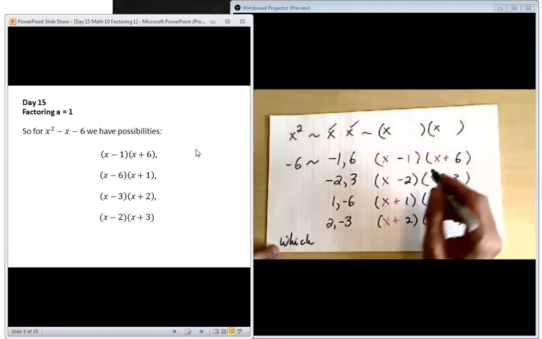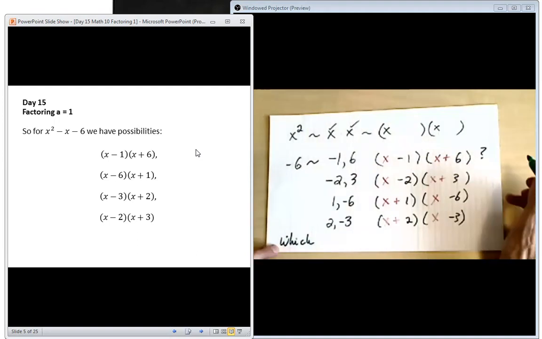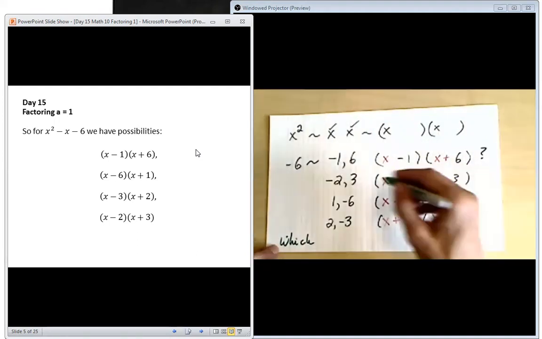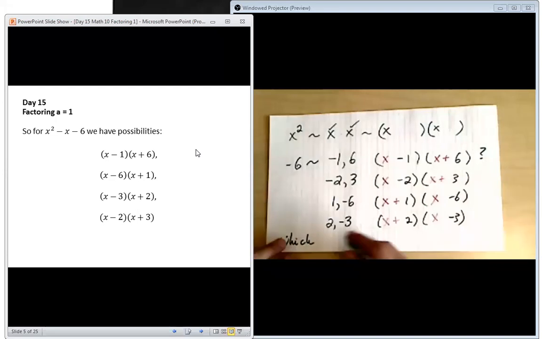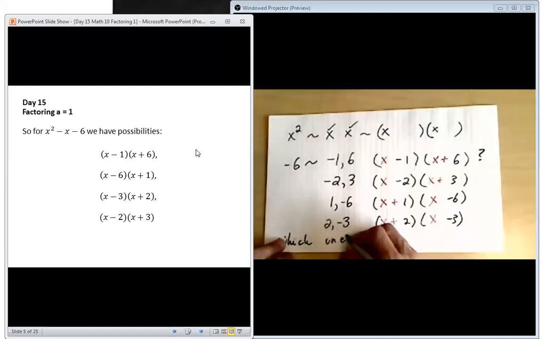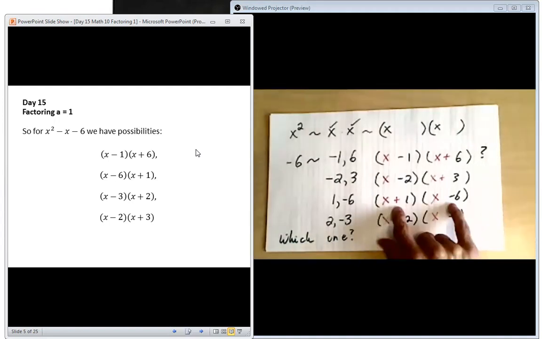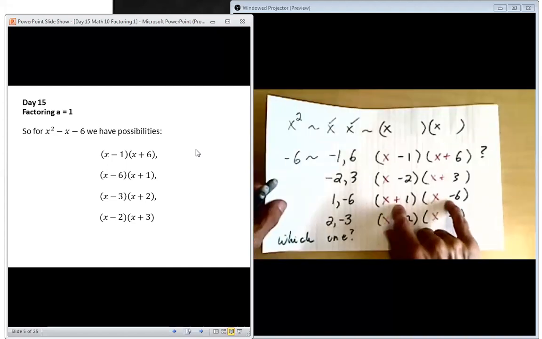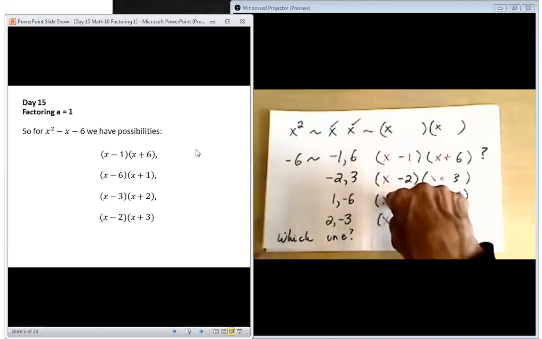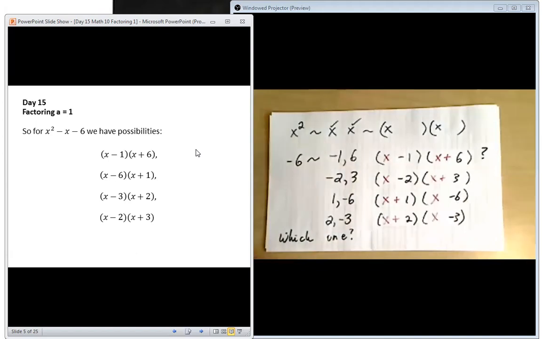Is it this one here? We can check. x plus 1, minus 6. Zoom said this one here, plus 1 and minus 6. So we'll check that one first just for fun. We'll multiply it out and see if we get back to what's on the screen, x squared minus x minus 6, okay?